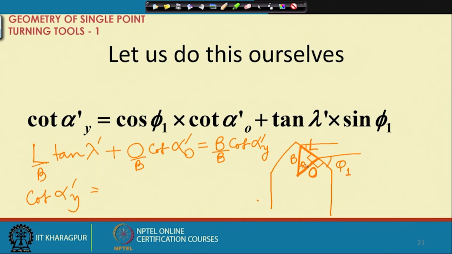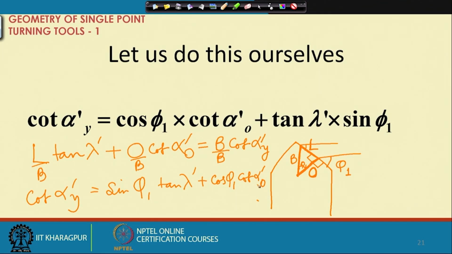So, if this is phi 1, L by B is nothing but sine phi 1 into tan lambda dash, this term, plus O by B therefore, is cos phi 1 into cot alpha dash O. Hence, we come to the conclusion that this expression given here is correct and we have derived it.